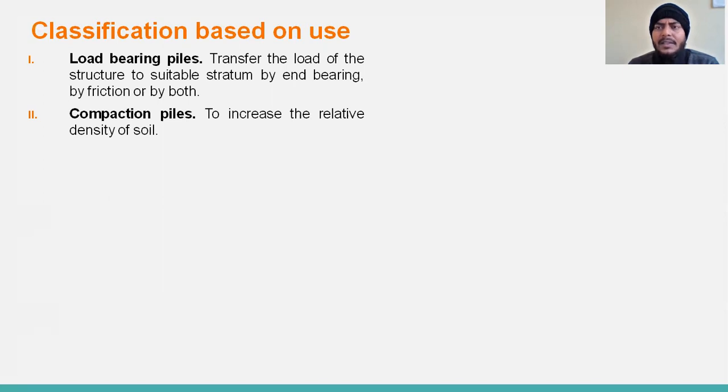Compaction piles. Whenever there is loose soil and you want to increase the relative density, what we will do is insert a lot of piles in the soil, so that the dry density of the soil will be increased. Once the dry density increases, the strength will increase, like shear strength and bearing capacity. That is good for the structure. If we go for a shallow foundation and we need to improve the soil, this is one of the methods to improve the strength of soil.